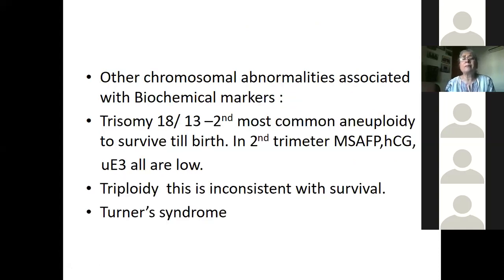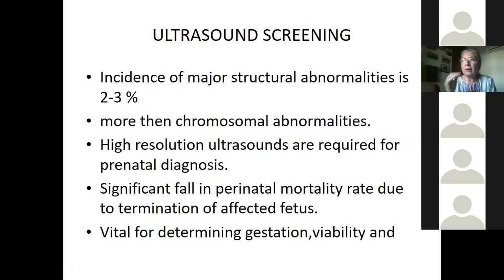Now, the other chromosomal abnormalities which can be detected by these biochemical tests are trisomy 18 and 13, because these are the ones which, although they survive the pregnancy, don't survive outside once they are delivered. So we do a test and we counsel the patient accordingly. Turner syndrome and triploidy are also inconsistent with survival. So these are the biochemical tests which can help us in screening the females who are at high risk.